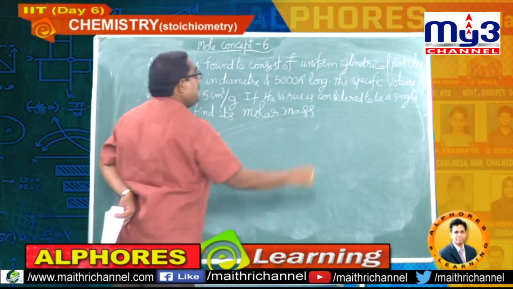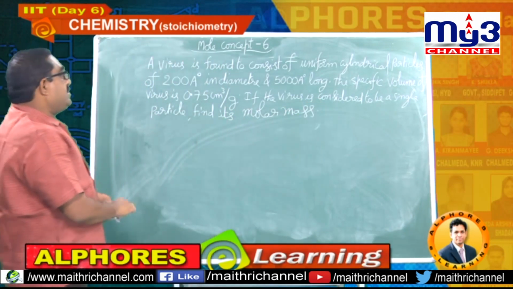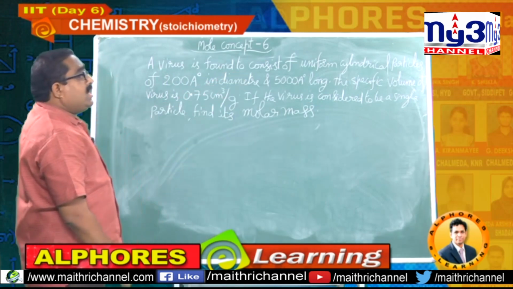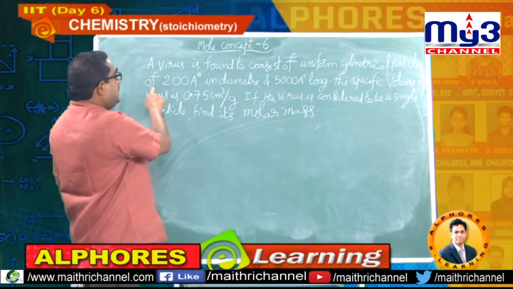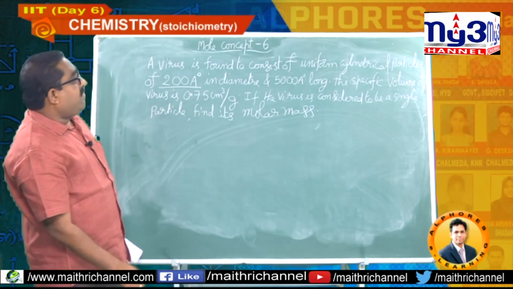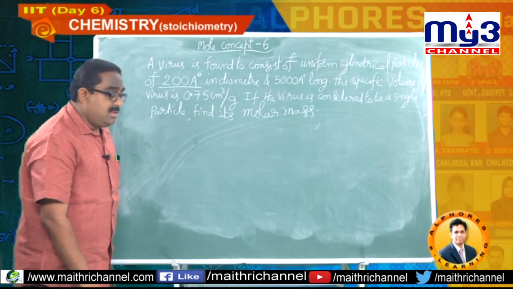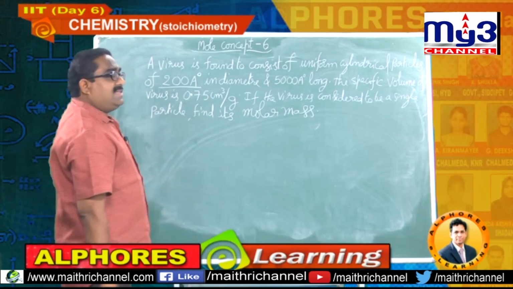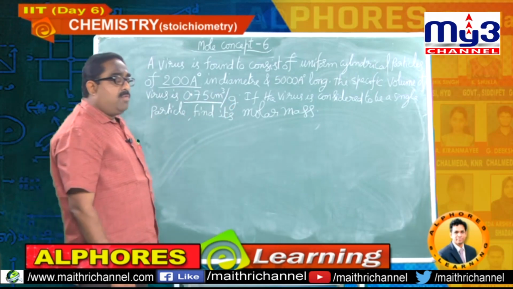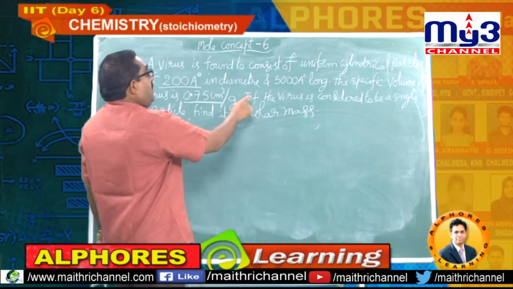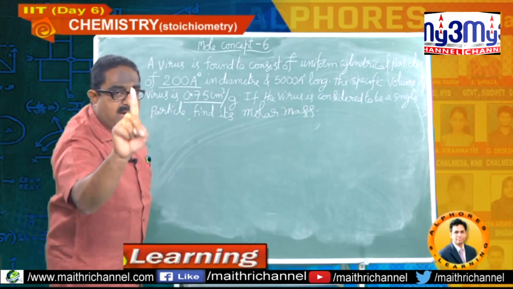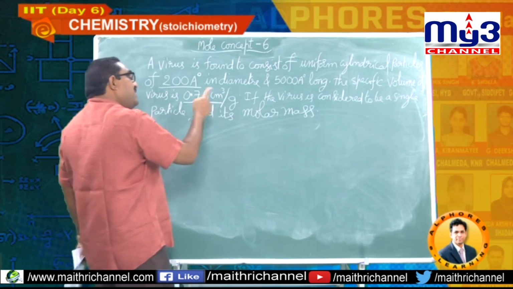Once again I am repeating the question, students, please finish writing. A virus is found to consist of uniform cylindrical particles of 200 angstroms in diameter and 5000 angstroms long, and the specific volume of that virus is given as 0.75 centimeter cube per gram. If the virus is considered to be a single particle, then find its molar mass.